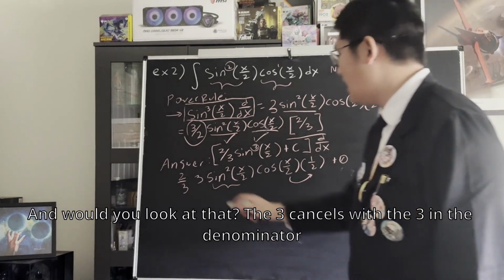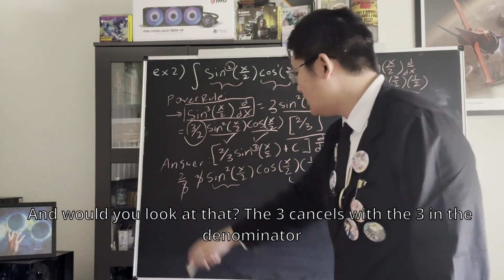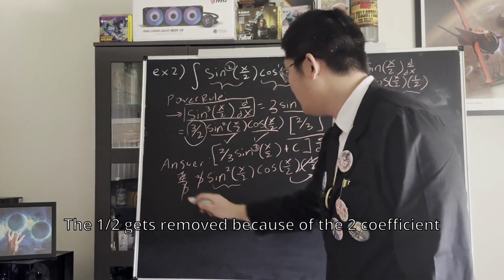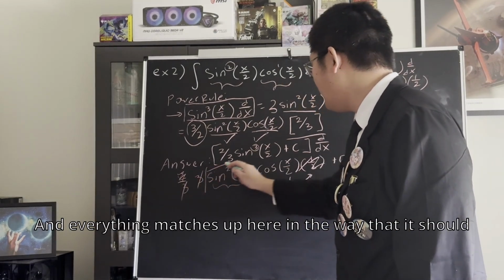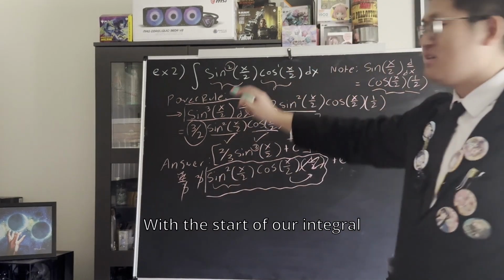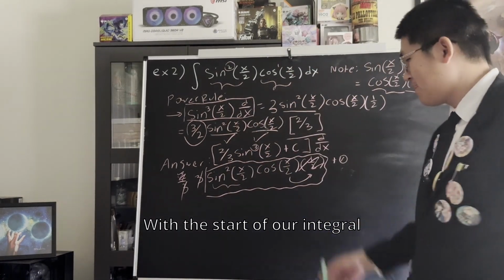And would you look at that? The 3 cancels out with the 3 in the denominator. The 1/2 gets removed because of the 2 coefficient. And everything matches up here in the way that it should with the start of our integral.